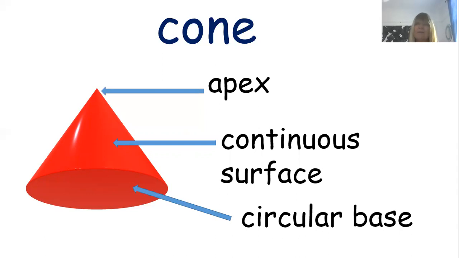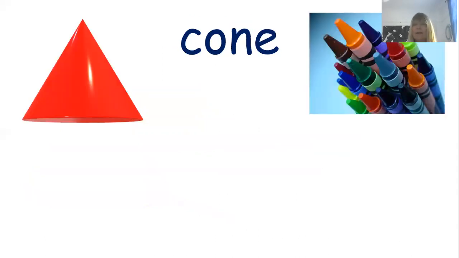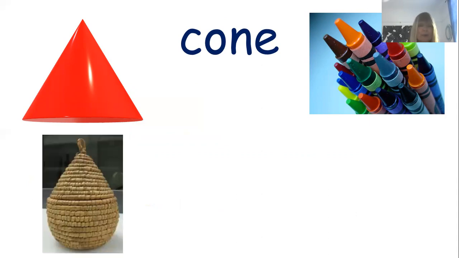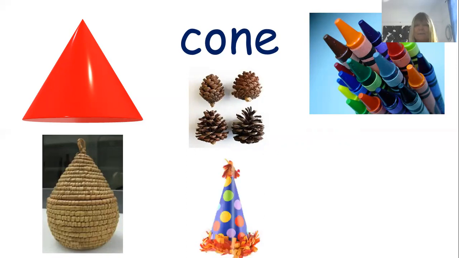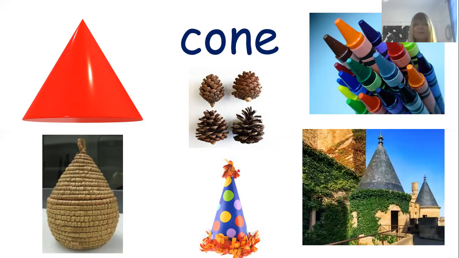Okay, where do we see cones in our daily lives? Well, look at those cones at the top of the wax crayons. And the beautiful basket someone's made, they've woven it and they've created a cone-shaped lid. Well, pine cones, of course, are a cone shape. They're pointy at the top and come out and then a sort of flat base. A party hat is a cone shape. And look at the roofs on this castle. They're called turrets, and these are cone-shaped turrets.